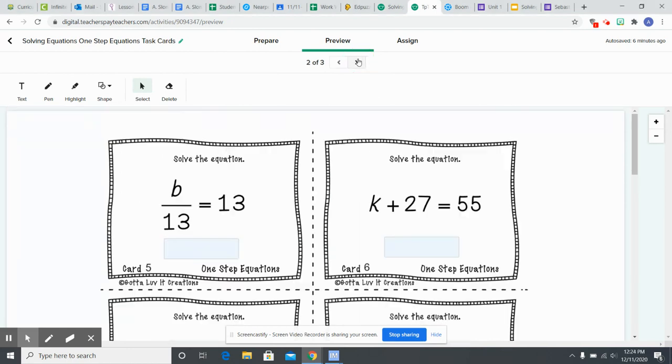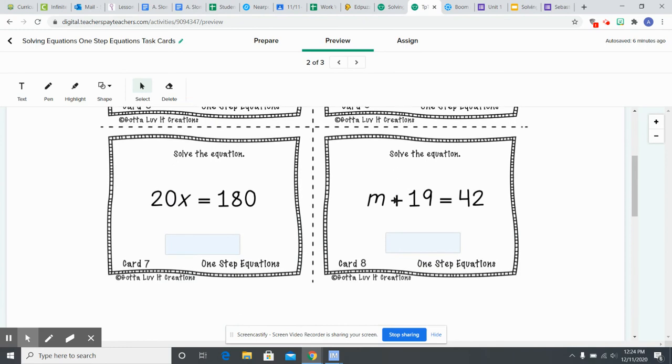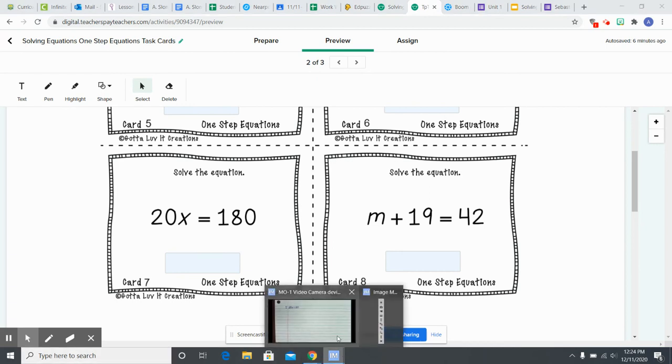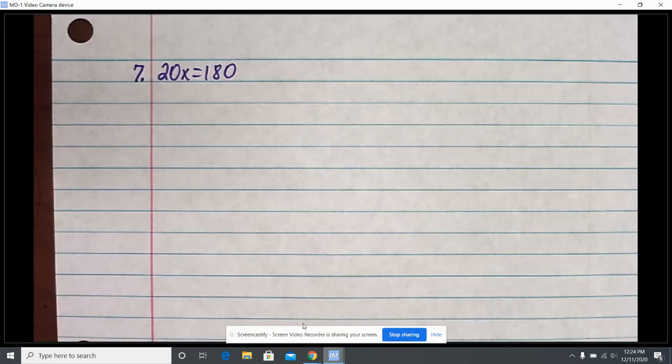So I'm going to go over to the second page and scroll down to number 7, or card 7, whatever you want to say. On this one, we have 20x equals 180. All right, I'm going to flip on over where you can see what I'm writing. Okay, so we got 20x equals 180. So that 20x means that I'm using multiplication.